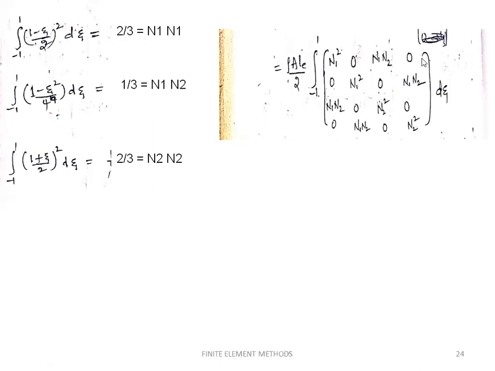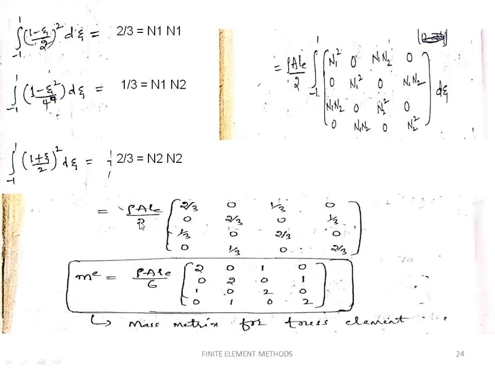So let us substitute into this equation. Then it is possible to write down rho A L by 2 as a constant, and n1 square is equal to 2 by 3, then 0, n1 n2 is equal to 1 by 3 and 0. Then 0, n1 square is 2 by 3, then 0, and n1 n2 is 1 by 3. The third row would be n1 n2 equal to 1 by 3, next element 0, n2 square 2 by 3, and last element 0. The last row is 0, n1 n2 1 by 3, 0, and n2 square equal to 2 by 3. Finish this one, and let us take the common factor 1 by 3.